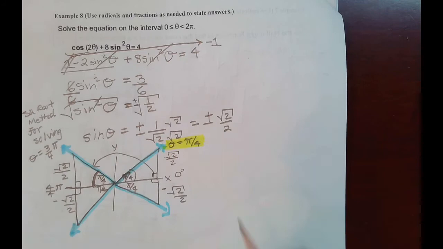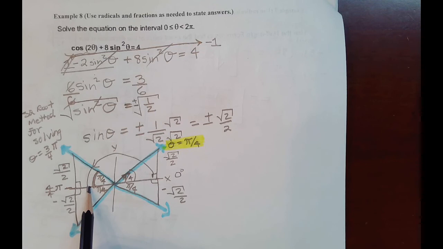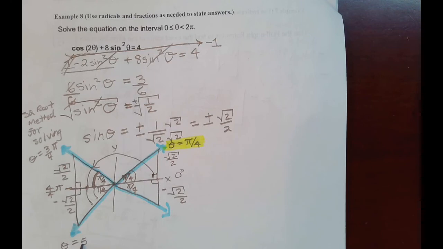When you're in the third quadrant, that means you're rotating to 4/4 and then going an extra 1/4. Going to 4/4 would be right there, and then going an extra 1/4, you're passing through that angle, which is the reference angle. And so now you're at 5/4. Three answers so far. We have one in each quadrant.